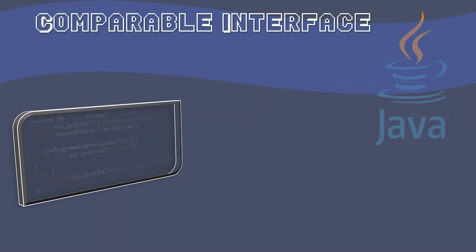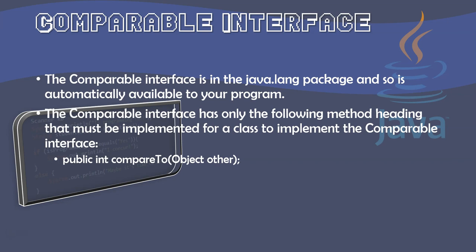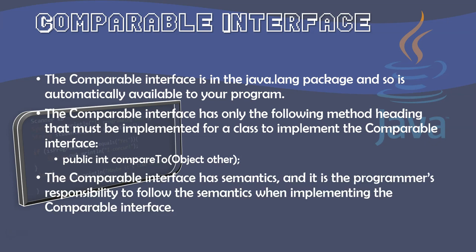So let's dive into what the Comparable interface does. The Comparable interface is in the java.lang package and so is automatically available to your program. The interface has only the following method heading that has to be implemented for a class to implement the interface, which is public int compareTo(Object other). The Comparable interface has some semantics, and it's the programmer's responsibility to follow those semantics when implementing the interface.